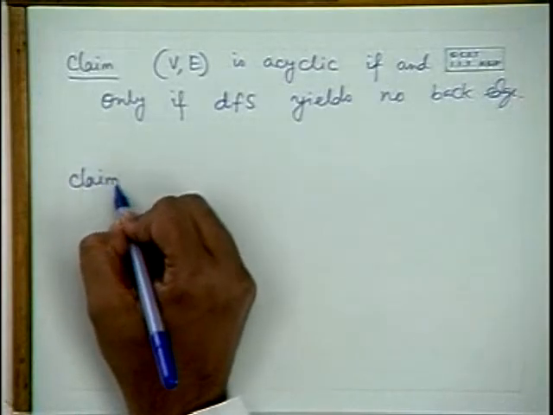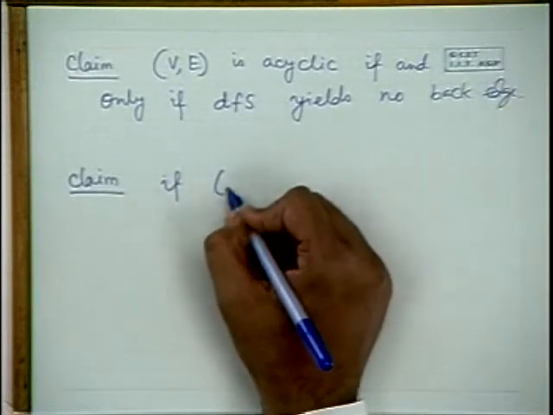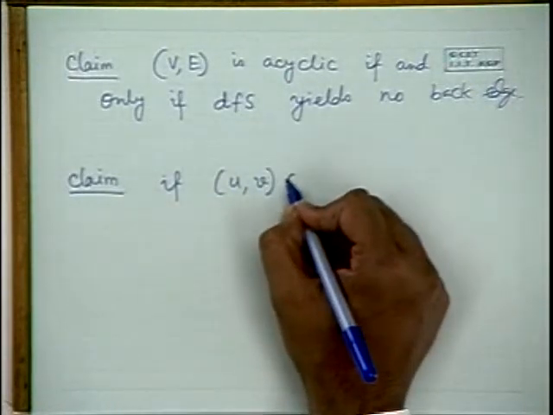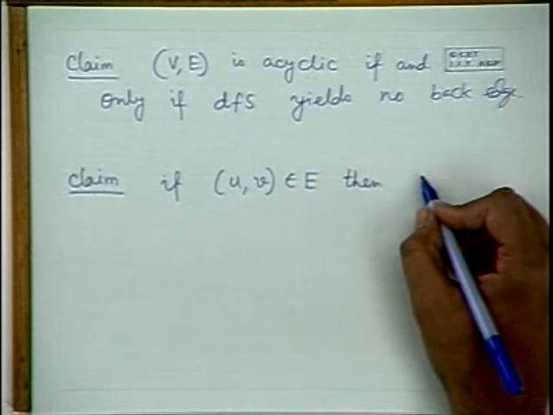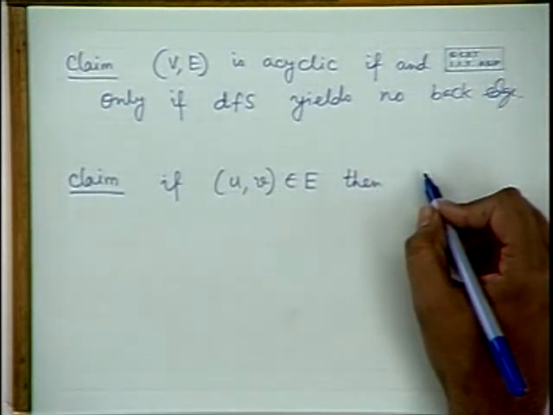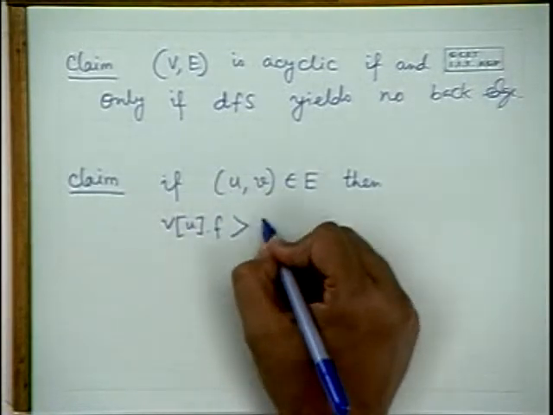Now here is the second claim, and once I state the second claim, the algorithm is almost immediate. The second claim is: if UV is an edge, then what do you expect? If UV is an edge, then V.F is less than U.F.